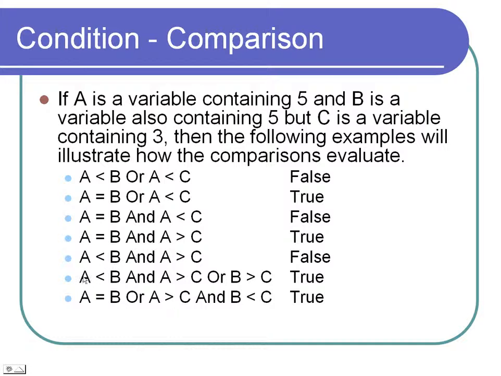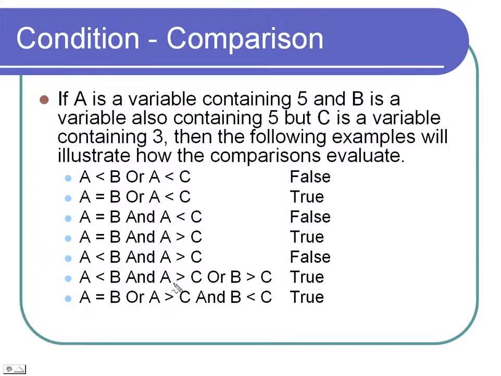Alright, so A less than B and A greater than C or B greater than C. Now, we evaluate these with the AND first, since AND has highest precedence. So we look at this ANDed with this. A less than B is false, which means this whole thing is false here in front. We don't even have to evaluate the rest of the AND part.